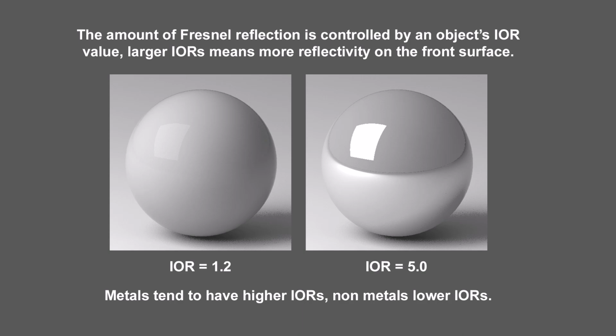So the amount of Fresnel is controlled by an object's IOR value, and larger IORs mean more reflectivity on the front surface. For example, here's a shader ball with an IOR of 1.2, where you can barely see the reflection on the front. And then the next one is an IOR of 5, where you can see the reflection on the front surface a lot stronger. And metals tend to have higher IORs, and non-metals tend to have lower IORs.